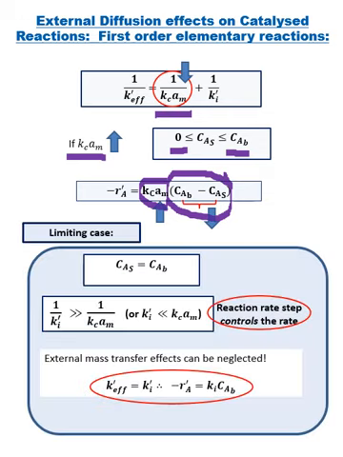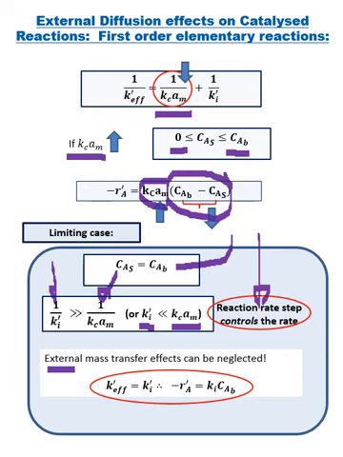So we are now going to discuss the limiting case where that difference becomes so small that it's really negligible, and we can say that my surface concentration is pretty much equal to the bulk concentration. What does that imply? It means the resistance to the reaction rate is much bigger than the resistance to the external diffusion process. In other words, Ki is small relative to Kc, which is really large. In this limiting case, we say that the reaction rate step controls the rate.